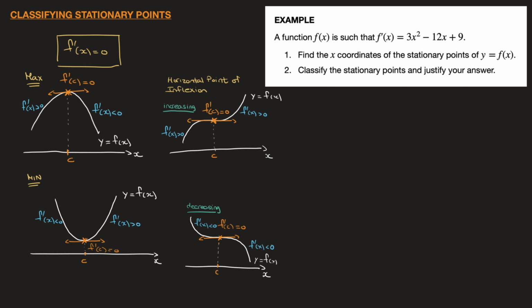Now, all of that being said, let's go ahead and work through the example we have here with our calculator. So we're told that a function f of x is such that f dash of x is equal to 3x squared minus 12x plus 9. And the first thing we have to do here is find the x-coordinates of the stationary points of y equals f of x. Okay, so that's the first thing we have to do here. I'll write a little 1.